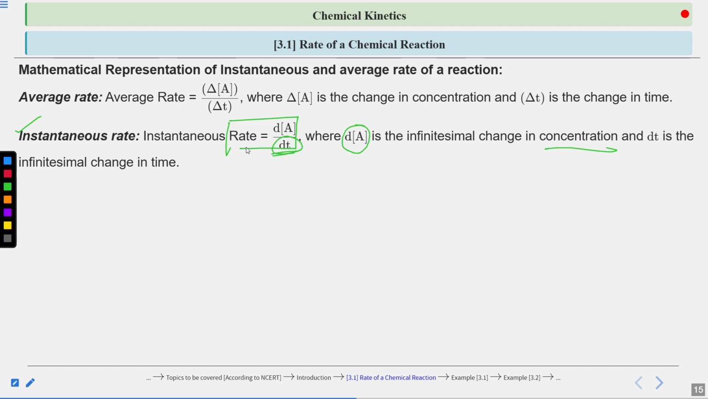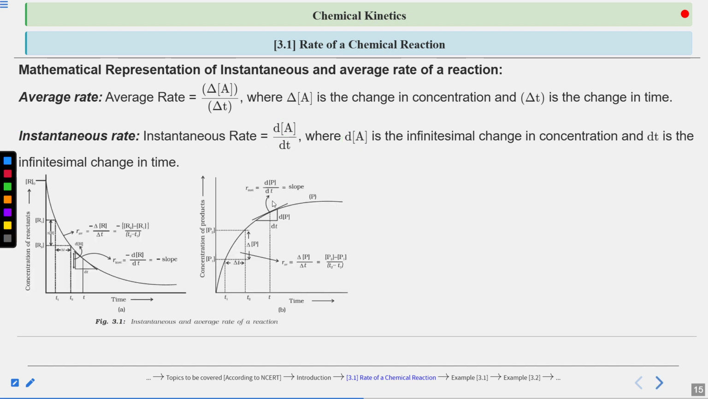Okay, there are two graphs in figure 3.1 showing the instantaneous and average rate of reaction. We have the concentration of reactants versus time graph, where at zero we have some concentration R naught for a particular solution or element.